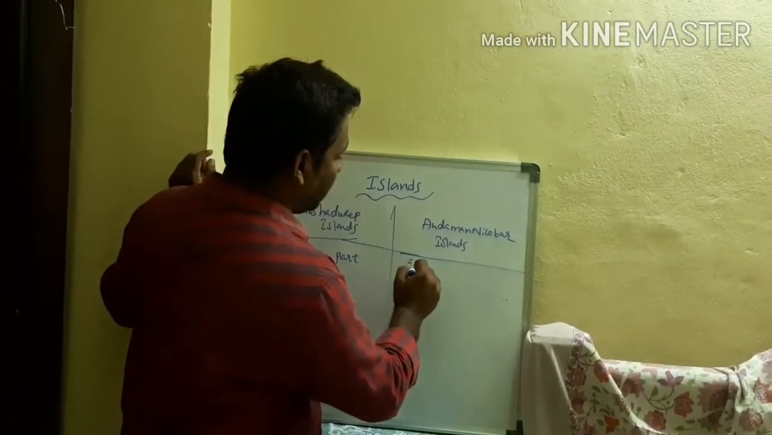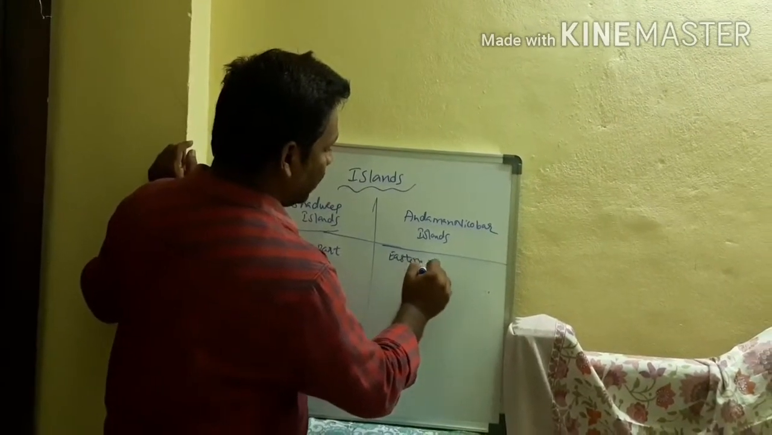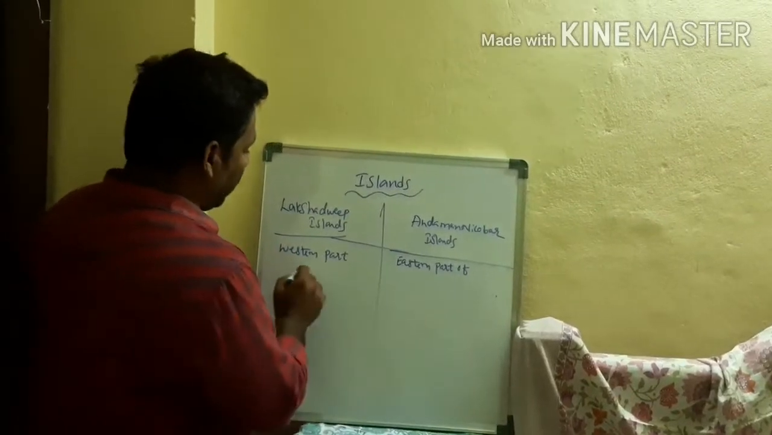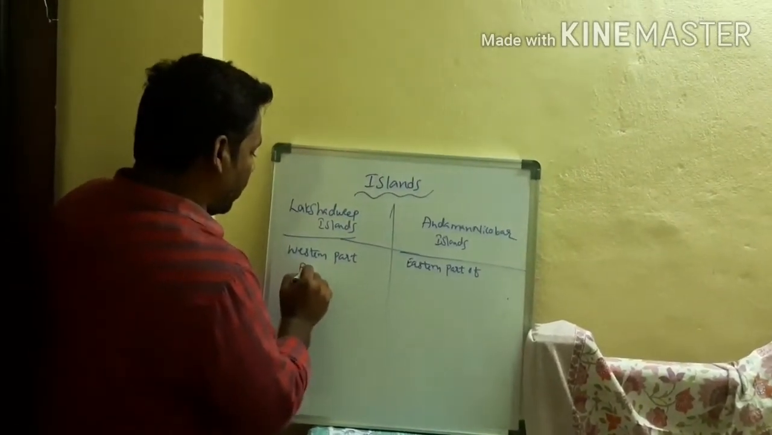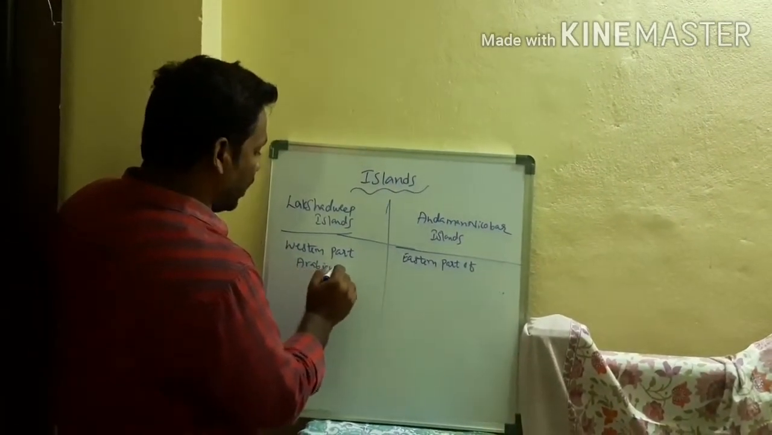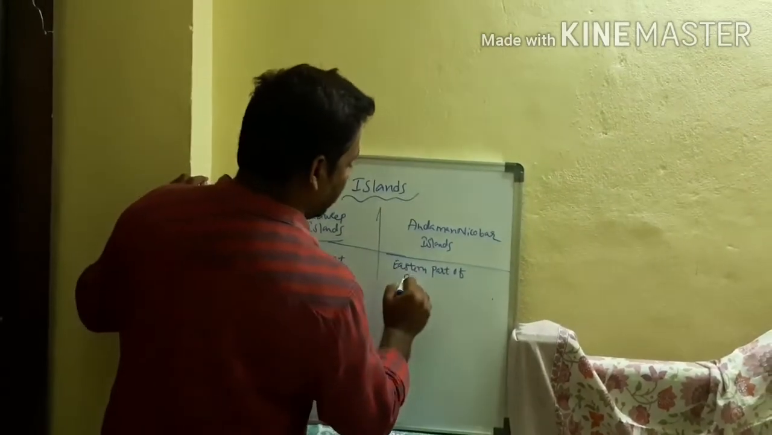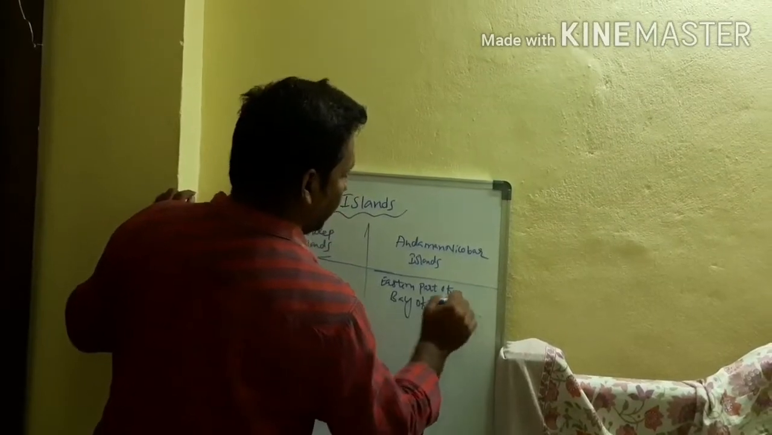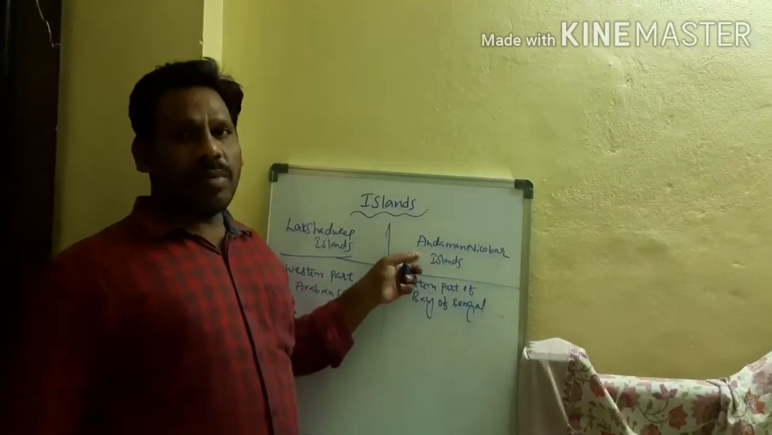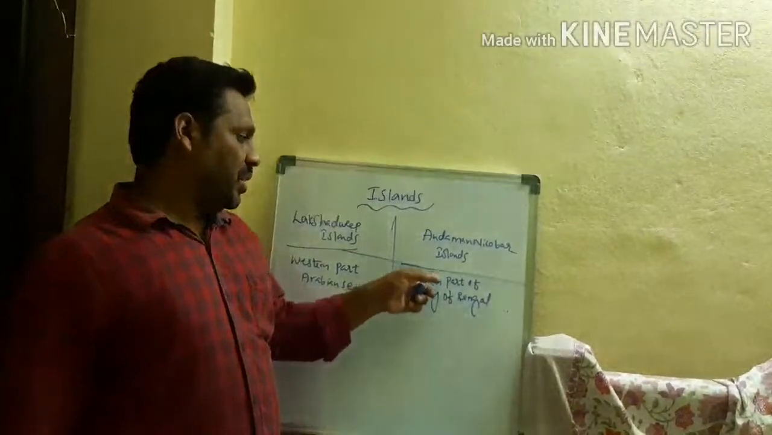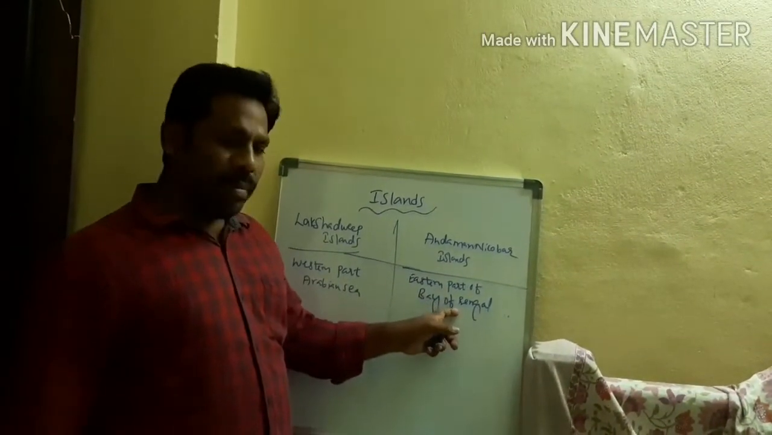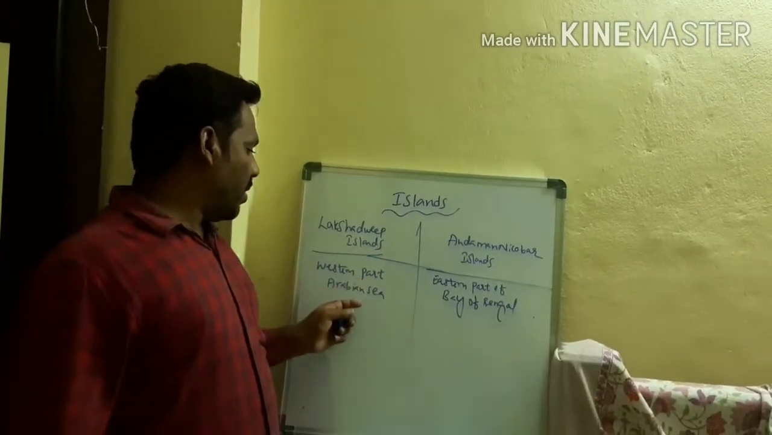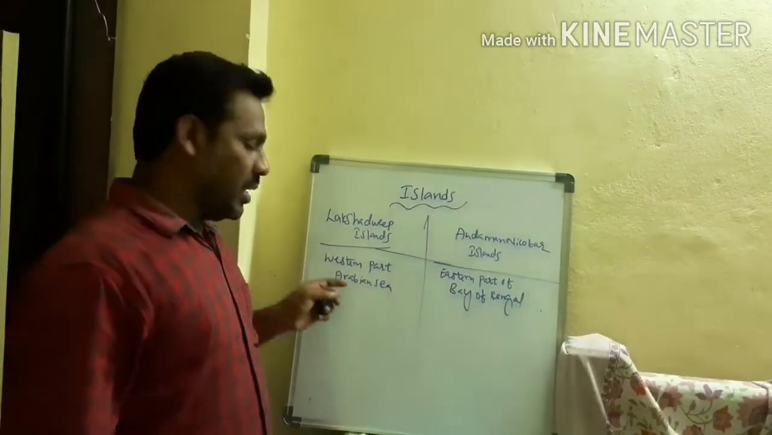The Andaman Nicobar Islands are in the eastern part of our country. In the western part, in the Arabian Sea, are the Lakshadweep Islands. In the eastern part, in the Bay of Bengal, are the Andaman Nicobar Islands.